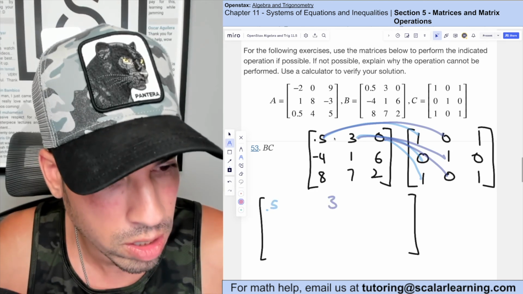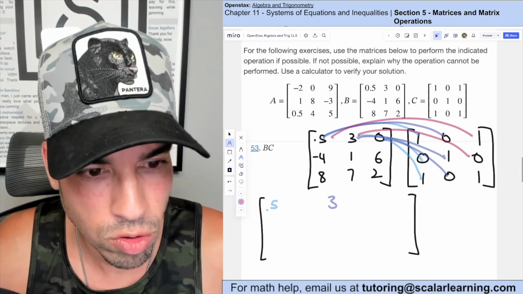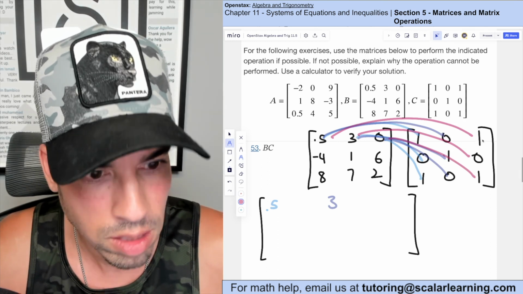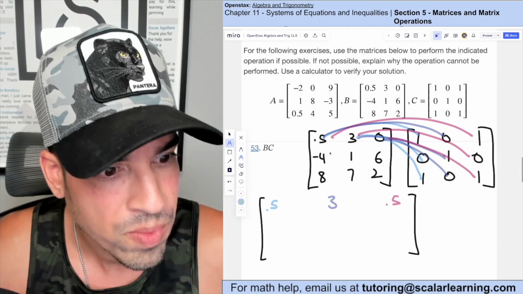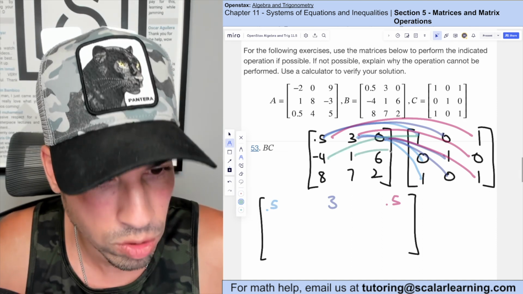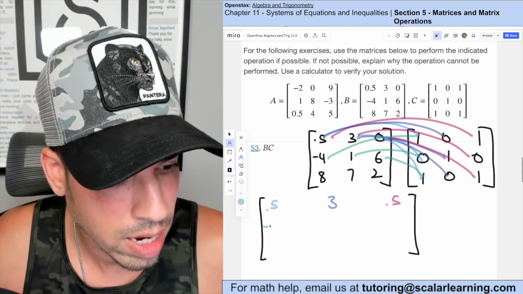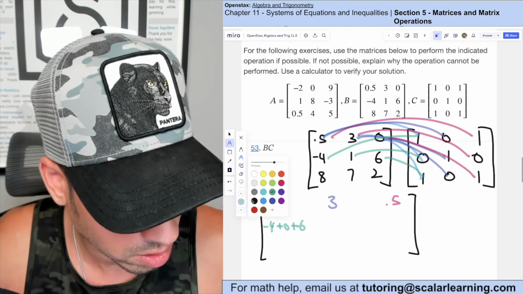And then we go here, 0.5 times 1 plus 3 times 0 plus 0 times 1. The only thing that's going to stick is, again, 0.5 times 1. So we got a 0.5 over here. All right, next row. Negative 4 times 1 plus 1 times 0 plus 6 times 1. That's going to be negative 4 plus 0 plus 6, okay?